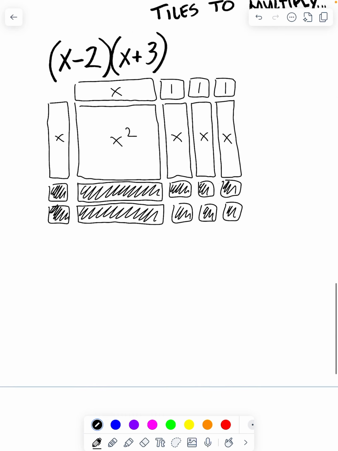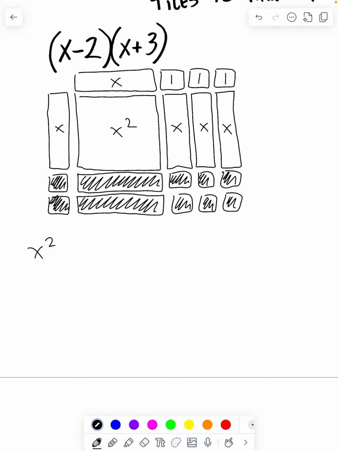Now we just add everything together normally. We have an x squared. We have 3 positive x's. We have negative 2x. We have 2 negative x's. And we have 6 negative ones. Okay, so we have everything written out.